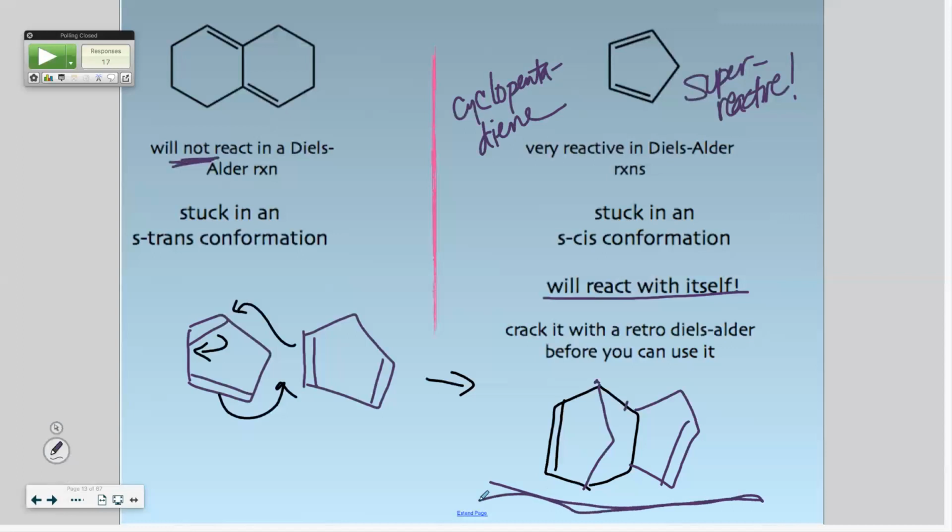You cannot tell the molecule, hey, don't react with yourself. I don't care if you're super reactive, don't do it. You could put it in the fridge, you can cool it down, it'll still do it. Cannot stop. So what if you wanted to use that to do a Diels-Alder reaction? Well, what is nifty about Diels-Alder reactions is they will also go backwards. That's called a retro Diels-Alder. And so what you have to do is called cracking. You heat it to a really high temperature and you distill it off as it's being formed, and then you would use it.